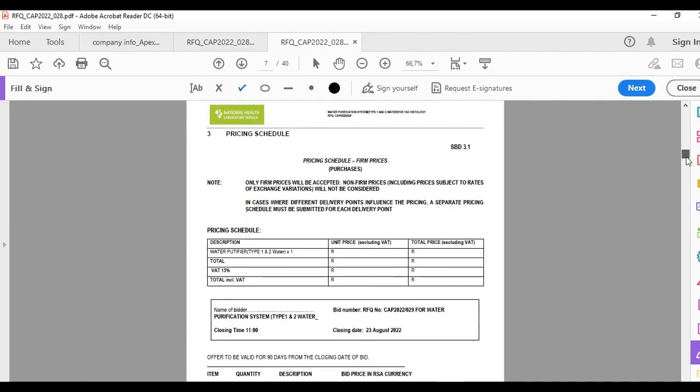Then there's a pricing schedule here. So it says only firm prices will be accepted. That means that once we say that this is the price, then we have to stick to that price given. We can't change the price if the exchange rate goes up and say, okay, but the exchange rate has changed now, so our price is increased, or go back to them and say, we forgot to charge you for delivery or anything of that. So once we put a price down here, that's the price that will stay. So it asks you for the unit price ex VAT and then the total price ex VAT. And it's just one unit, I think that's here, but I'll just confirm.